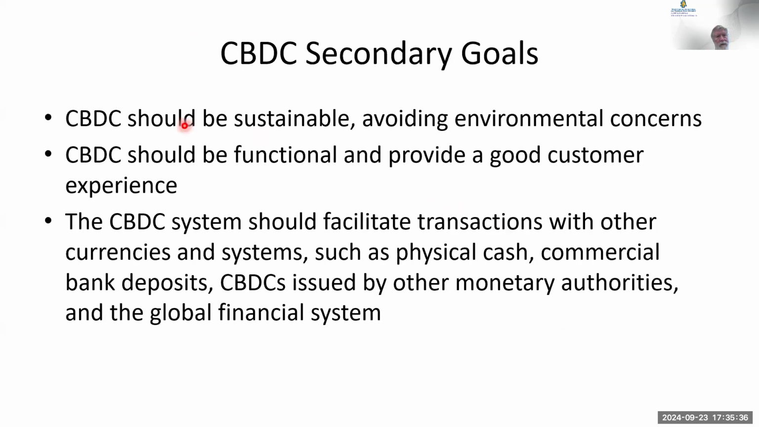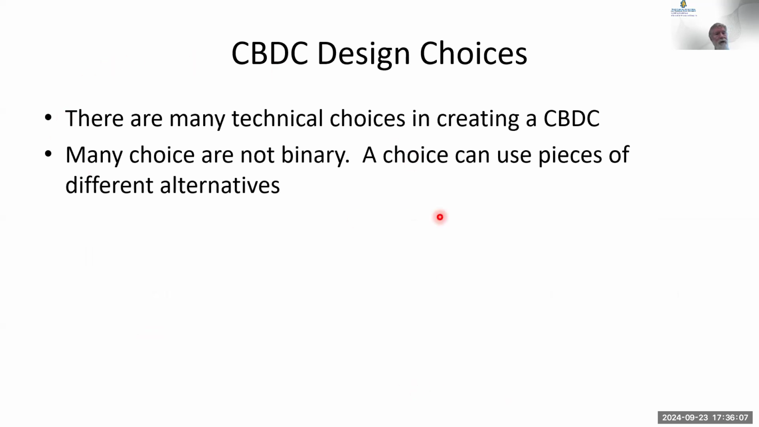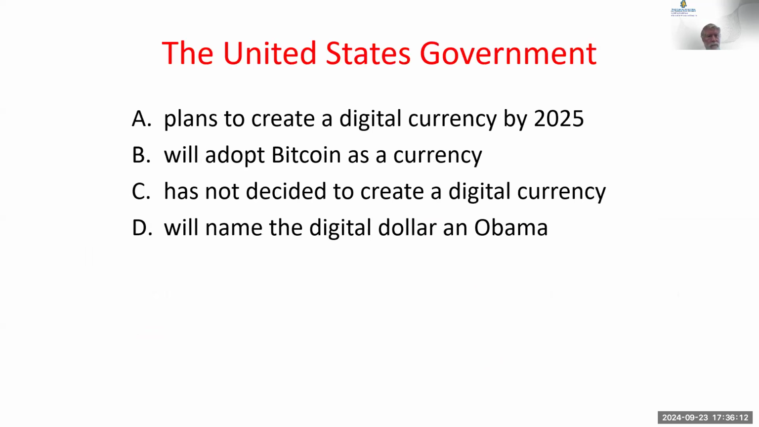Okay, some secondary goals. Avoiding environmental concerns. In other words, you wouldn't use Bitcoin's logic that requires huge amounts of computing and lots of electricity. Want a good customer experience, of course, and facilitate transactions following all the rules we said for digital currencies. It has to be private, all the things we listed. There are lots of technical choices, and they aren't always binary. You can have a little bit of this and a little bit of that.